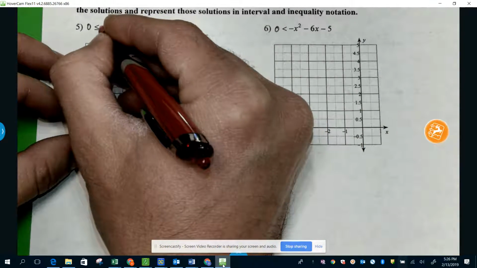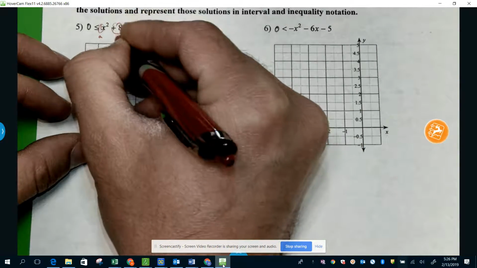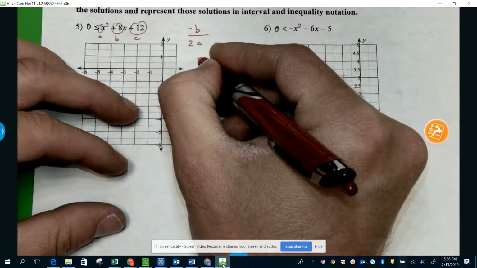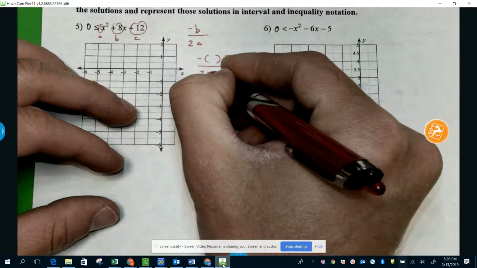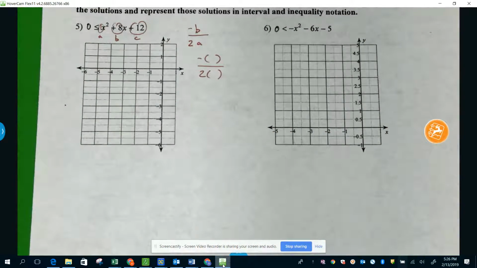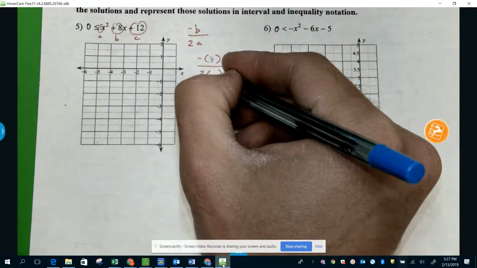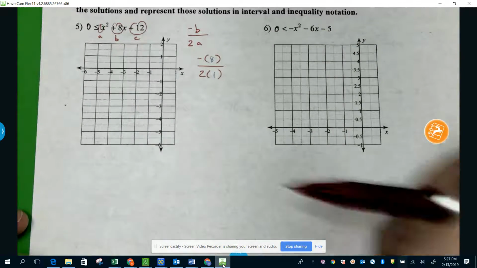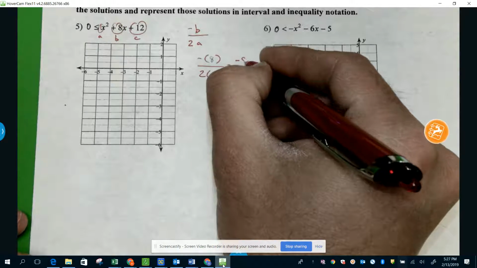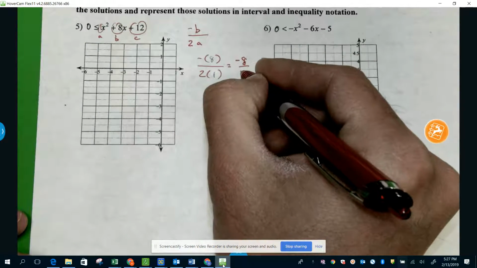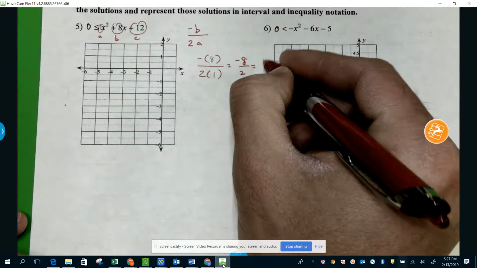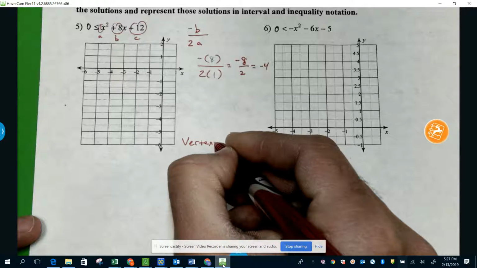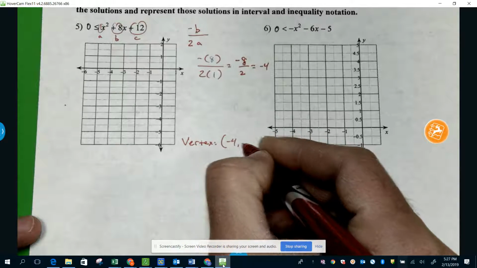So again, my a value here is 1, my b value is 8, and my c is 12. We're not going to use the c, but it's good to know. So negative b over 2a, always use parentheses. My b value here is 8, and my a is an invisible 1. So we have a negative times 8, which is negative 8, and in the denominator we've got 2 times 1, which is 2. Negative 8 divided by 2, and our vertex has an x value of negative 4.